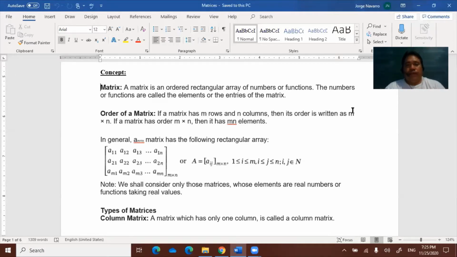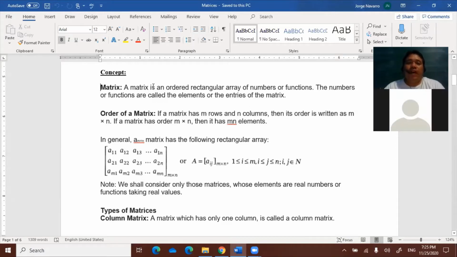So let's look at a few things, some terminologies. It says a matrix is an ordered rectangular array of numbers or functions. The numbers or functions are called elements or the entries of a matrix. All right, so a matrix is an ordered rectangular array of numbers or functions. That's what it is. The second thing we need to know is the order of a matrix.